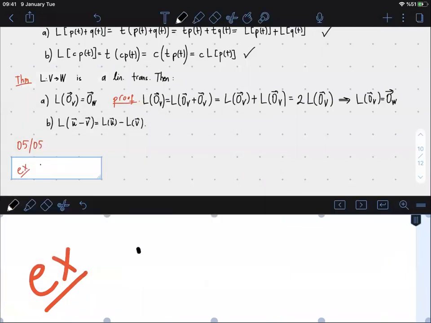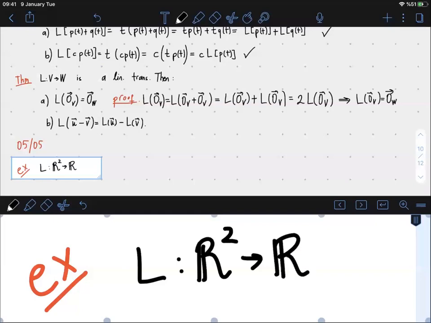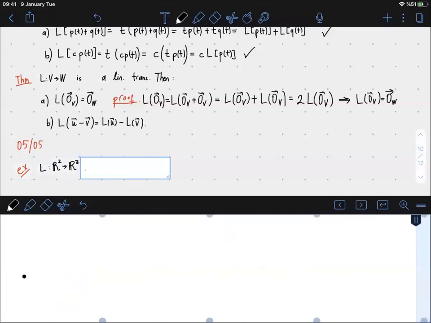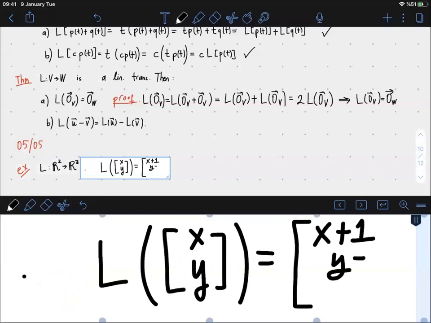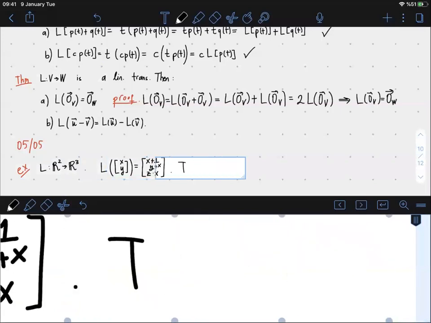Suppose L is a mapping from R2 to R3. In this case, let's define L of (x, y) equals (x plus 1, y plus x, and z times x), something like this. Then the question is the same: is L a linear transformation?